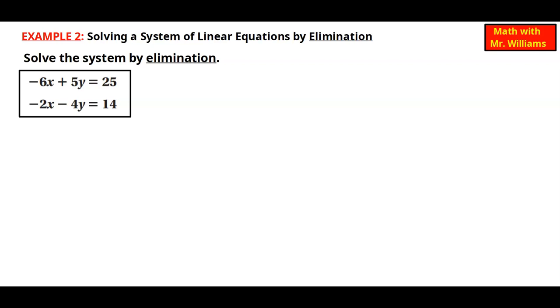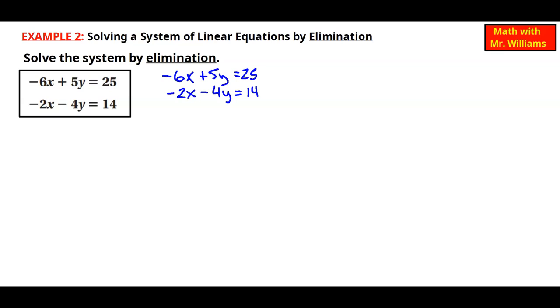Math with Mr. Williams, Example 2. Solving a system of linear equations by elimination. Solve the system by elimination. So here we have -6x plus 5y equals 25 and -2x minus 4y equals 14. Let's go ahead and start off by writing those equations down.